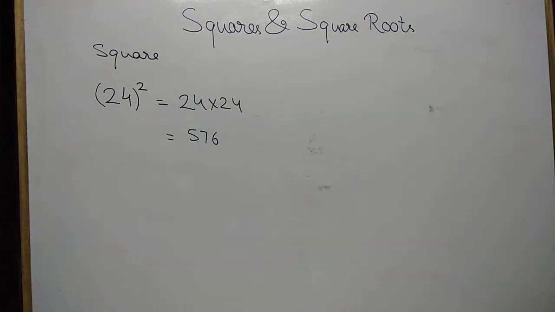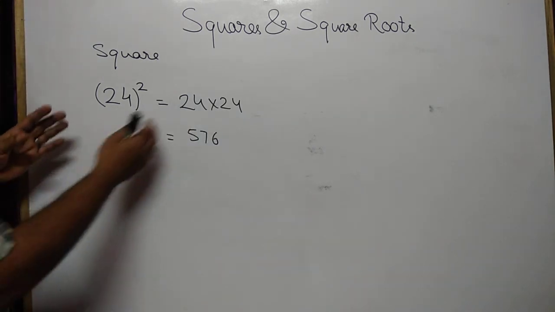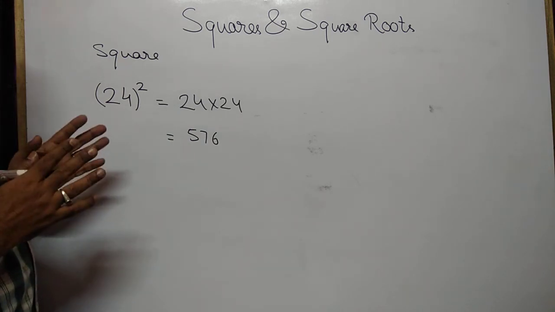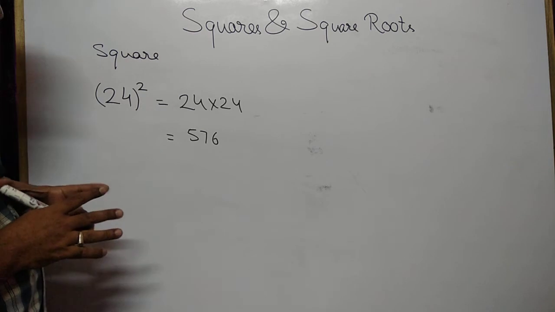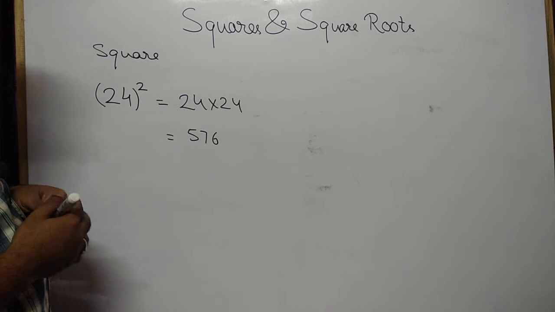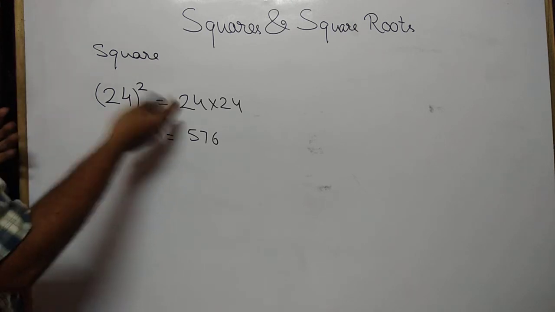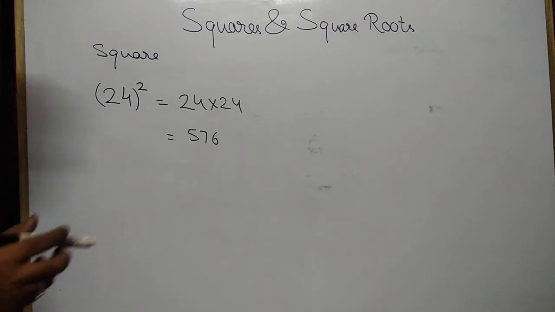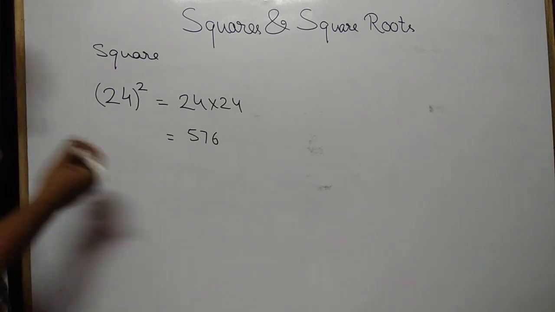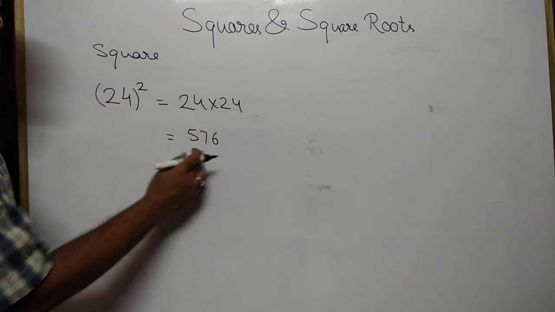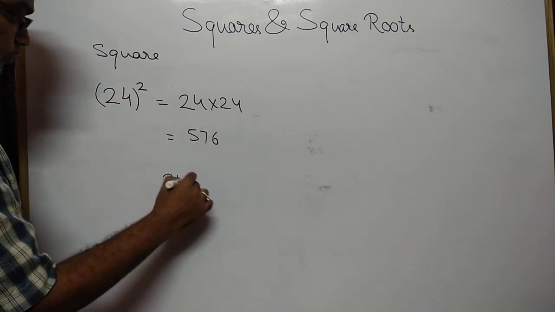Many of you say, how, sir, do you multiply so fast? For that we have to learn some squares of the given numbers. The more you can learn, the more you can find. I am not able to learn too many squares of numbers, but I have learned a very few. So just see how I find that it's 576. It's 24 into 24.